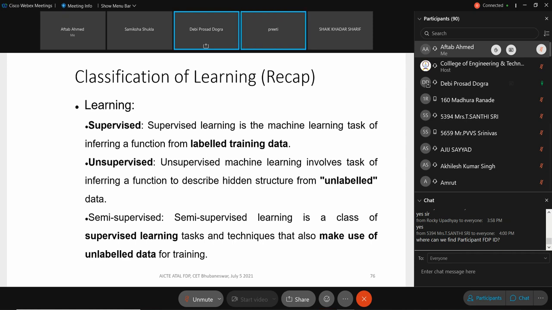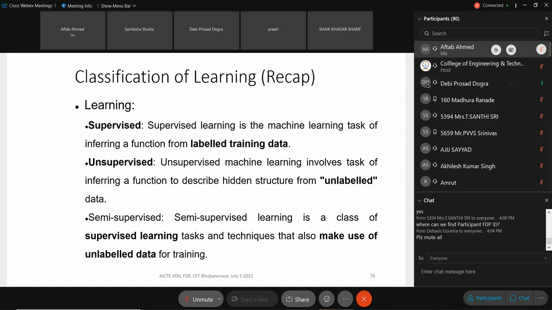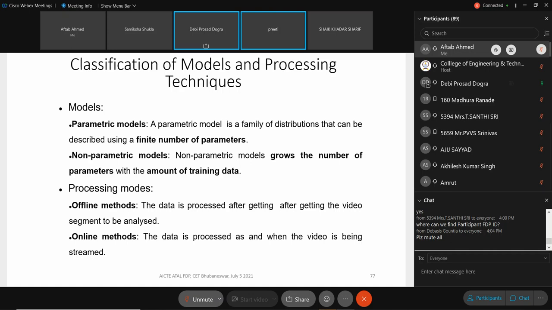In case of learning, we know that there are three types. It can be completely supervised, which means the machine learning task of inferring a function from labeled training data. Whereas in case of unsupervised, you don't have labeled data, you have unlabeled data. In case of semi-supervised, you have partially labeled data. These are all preliminary things, you may be knowing them. Just for completion of the talk, I included them.